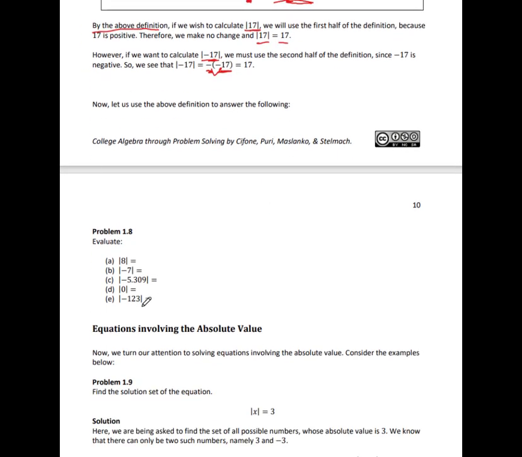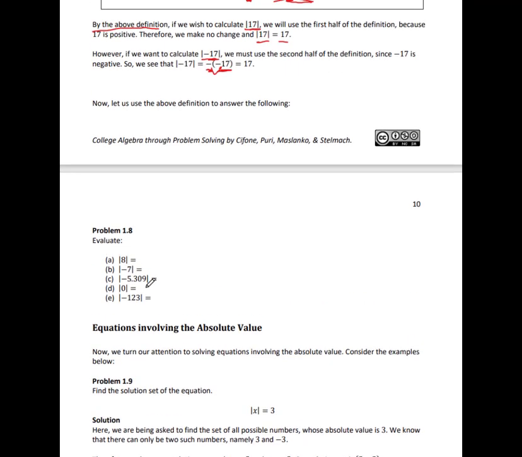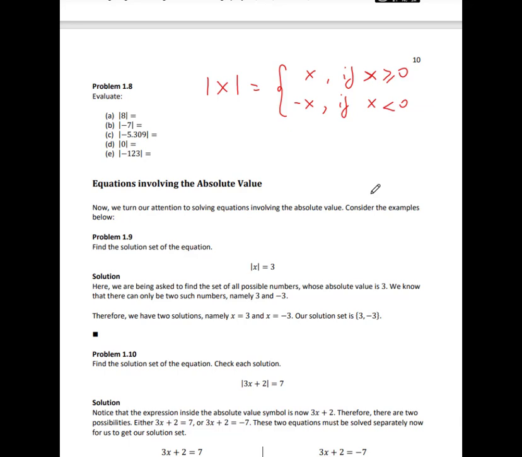So now using the above definition, let's try to work out problem 1.8. So again, let me rewrite the definition. The absolute value of x is equal to x if x is greater than or equal to 0, or it's negative x if x is less than 0. So now, since 8 is greater than 0, that means we're using the first part of the definition. So that simply says your value will be equal to 8.